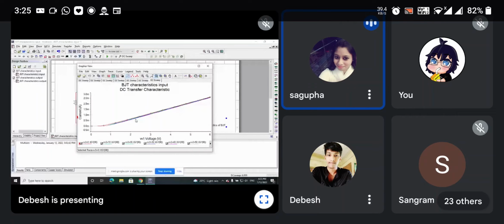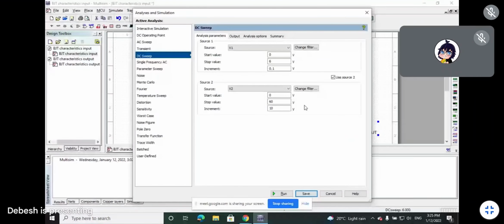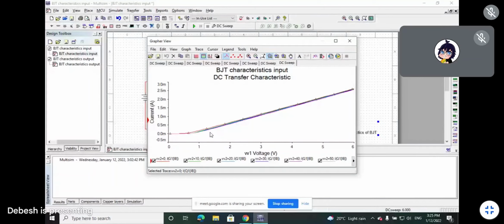How many iterations have you taken? Show the values of your DC sweep. 7 characteristics curves: 0, 10, 20, 30, 40, 50, 60. Yes, ma'am. But show once again, run this. We cannot visualize it properly. All the 7 curves are not visualizing properly.